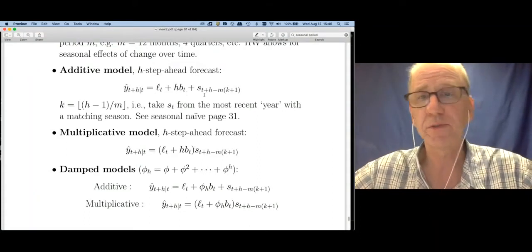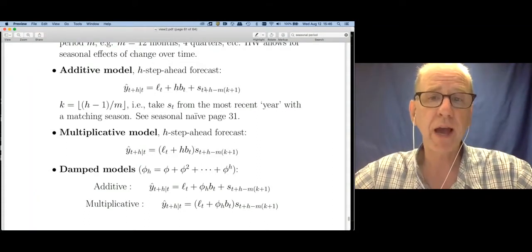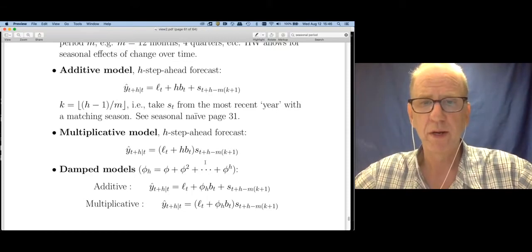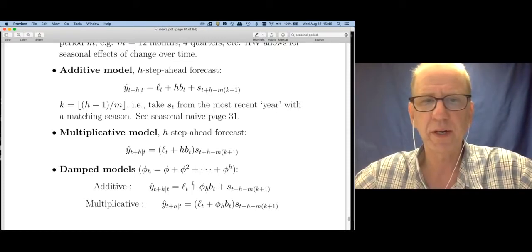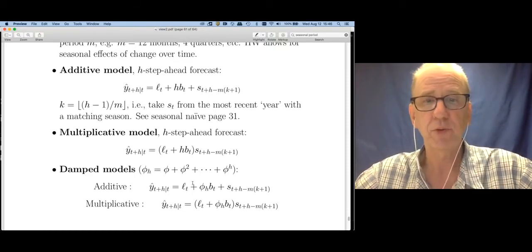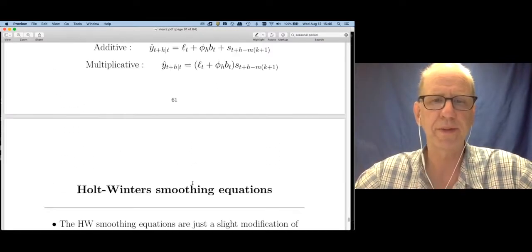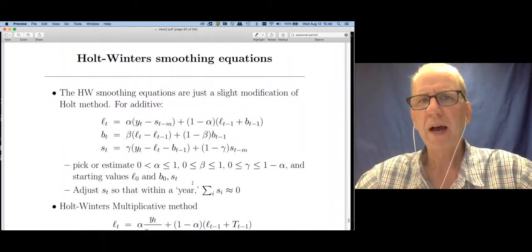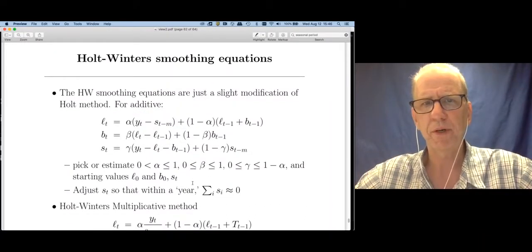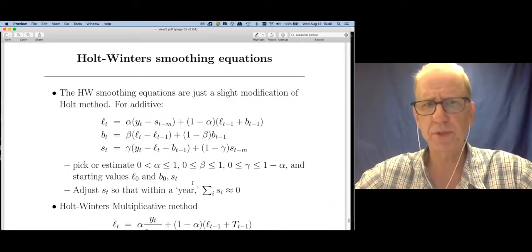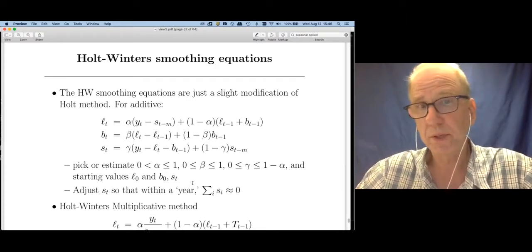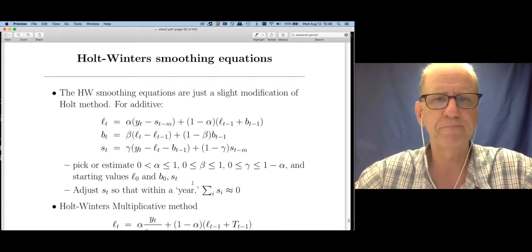We just add some sort of seasonal adjustment, either an additive one or a multiplicative one, and perhaps we also want to take care of our damped trend, almost exactly like what we had with Holt's method. Well, how do we handle the smoothing part? Well, the smoothing is going to be very similar to simple exponential smoothing and Holt's method.